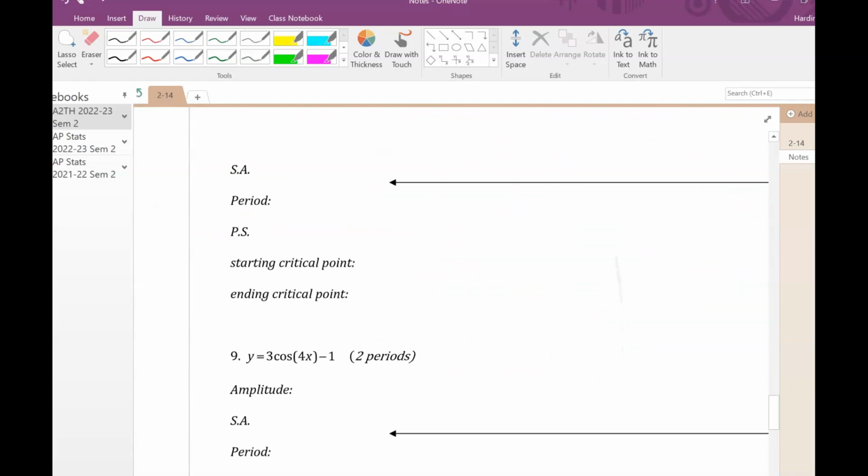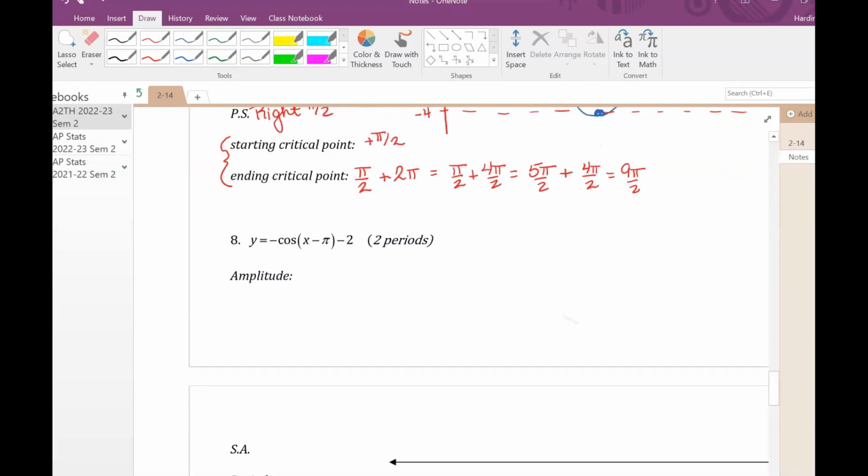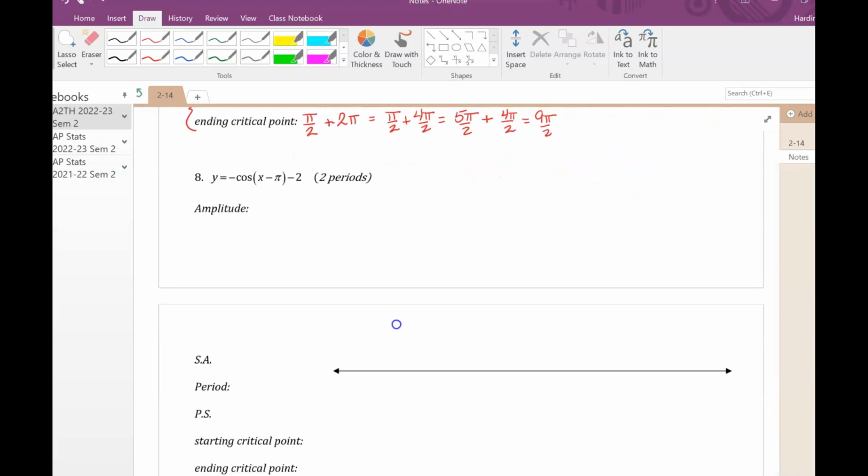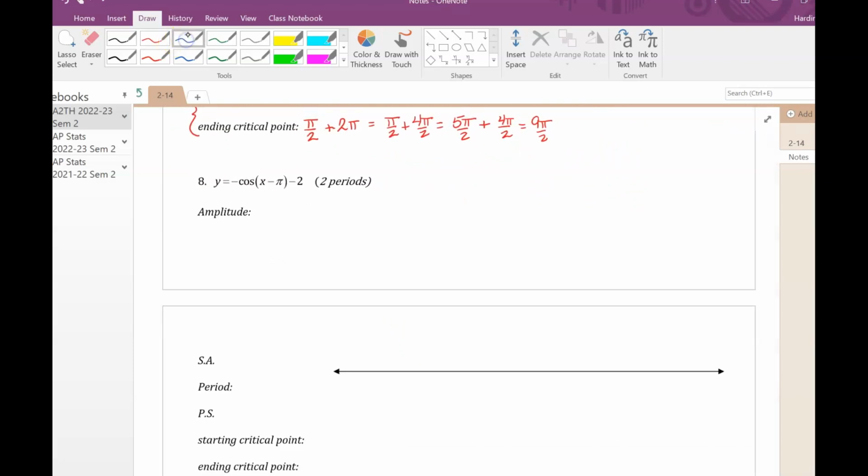All right, next question, which I think has gotten a little sliced between pages here. Okay, here we go. Amplitude of this graph is just 1. There's been no stretch or shrink. The sinusoidal axis is at y equals -2. The period of the graph, well, b is just 1 here, so the period of the graph is still just 2 pi. The phase shift is right pi, so that means that's where it's going to start. So the starting critical value is at pi.